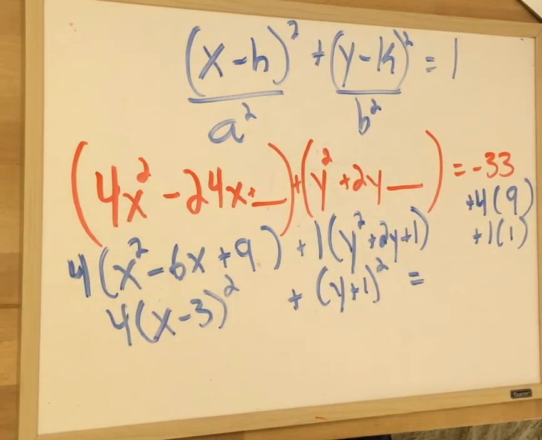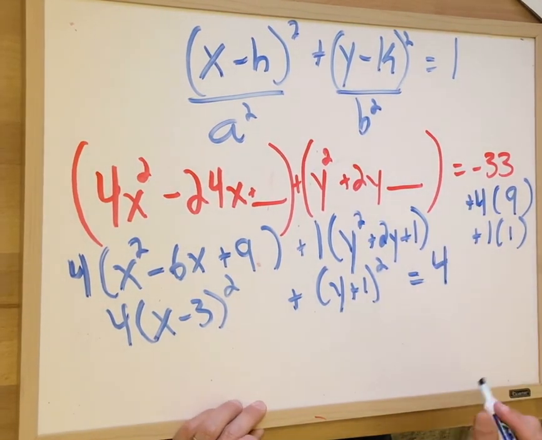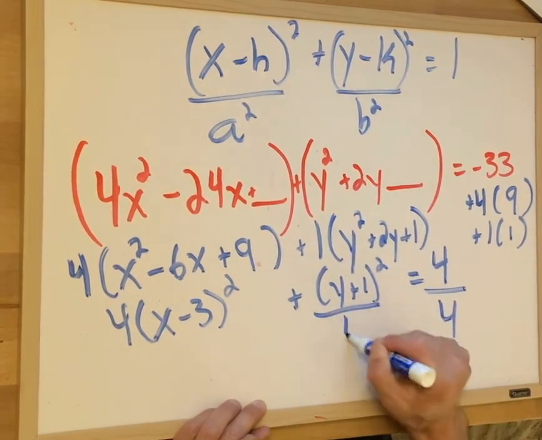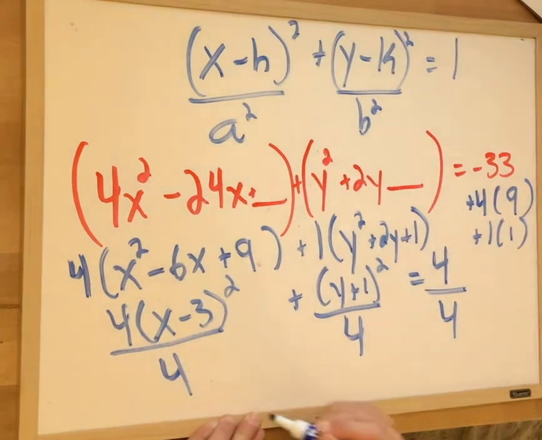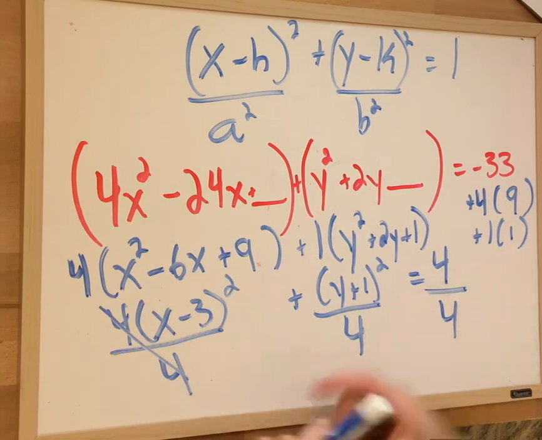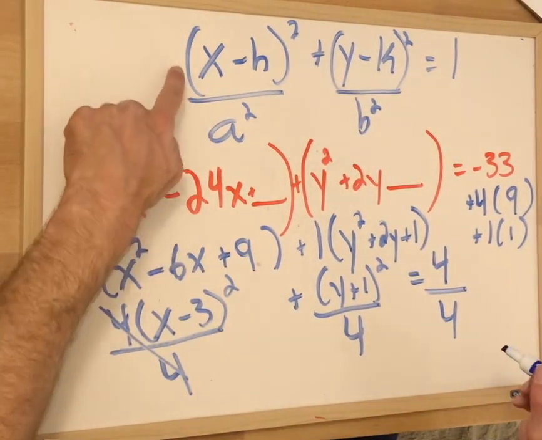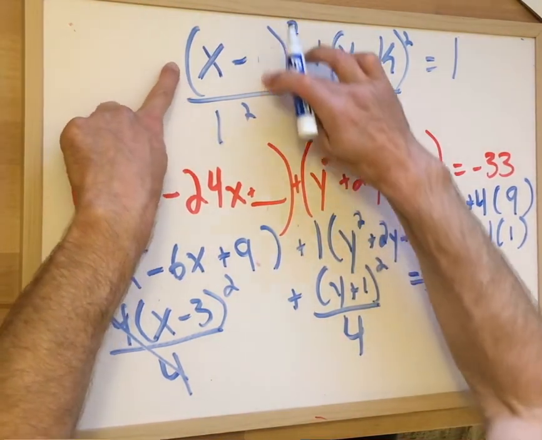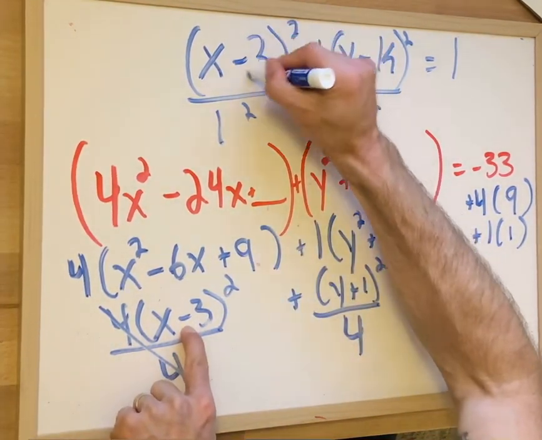Equals, this is going to be 36 minus 33 plus 1, which is equal to 4. Now, I can divide everything by 4. And then I clean this up. These cancel out to give me this is 1, and this is 1. This is minus 3. I'm just filling in with my equation.